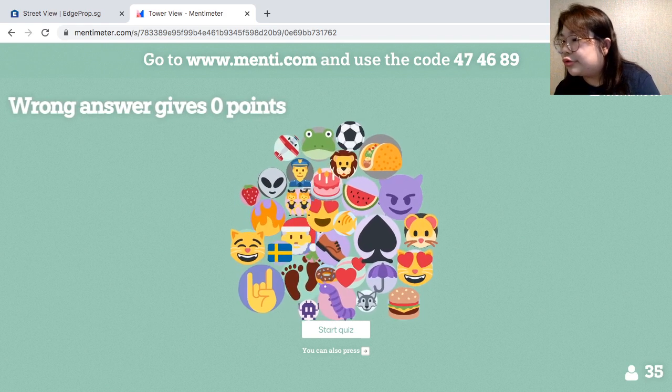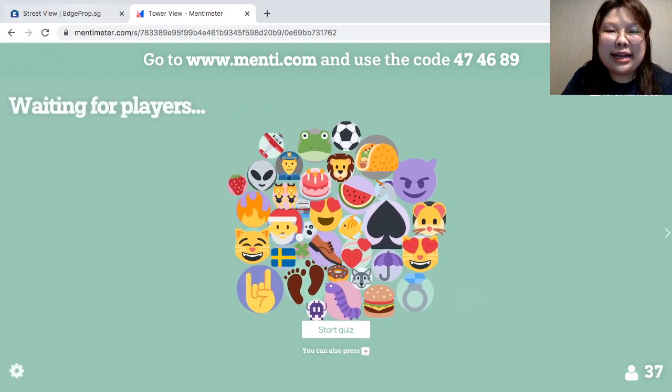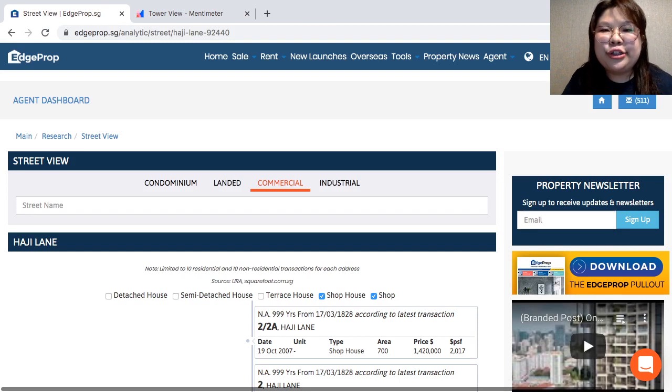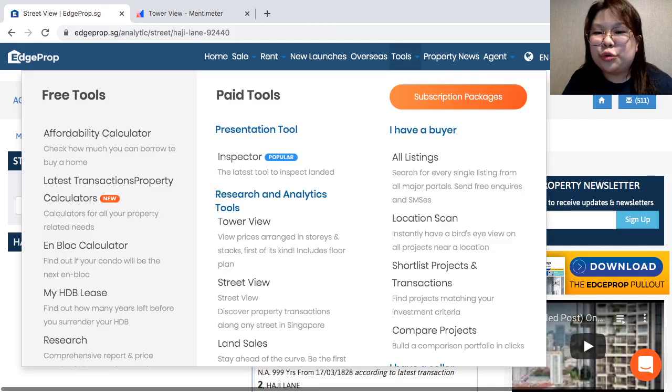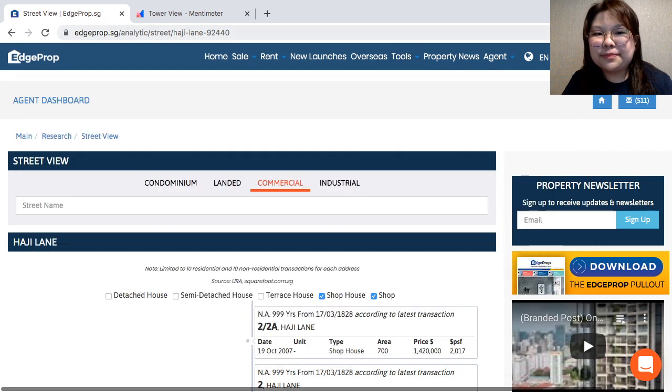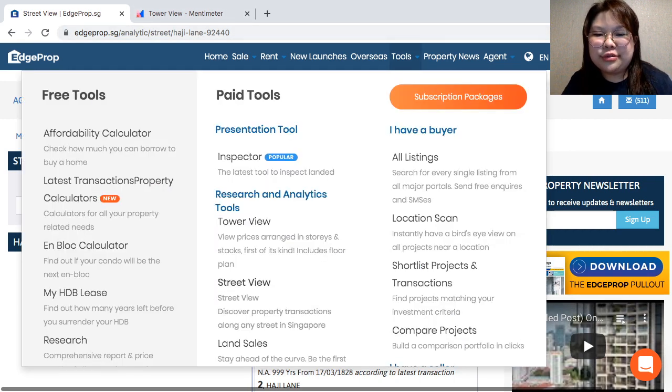James, you know how to go to Street View again? Okay, let me just show you on the screen again. All you need to do is mouse over Tools, and Street View is under Paid Tools right below Tower View. Okay, so it's a different tool that we have. Mouse over Tools and look for Street View under Paid Tools.